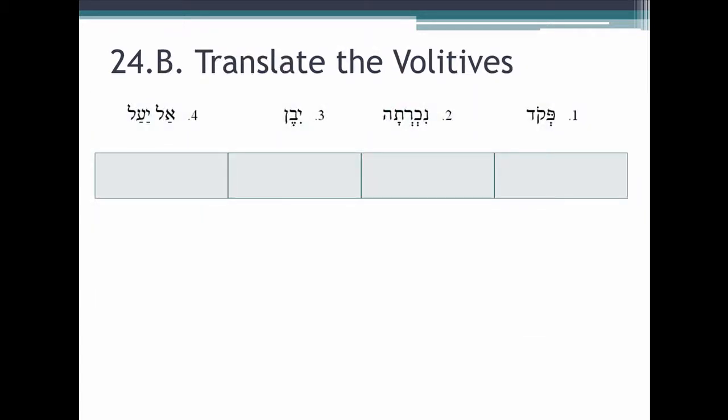Translate the volitives. Okay, we know they're volitives, so we're not going to waste our time wondering if this is an infinitive construct. It's the exact form of an infinitive construct. So you have sheva holem. But you're just going to have to remember now from here on out, when you have sheva holem, it looks like an infinitive construct, but it might be a volitive. Okay, it might be an imperative. In this case, we know we're translating volitive, so we're going to treat it as an imperative.